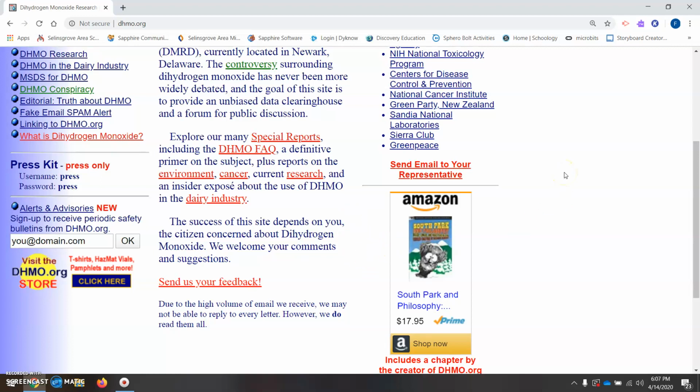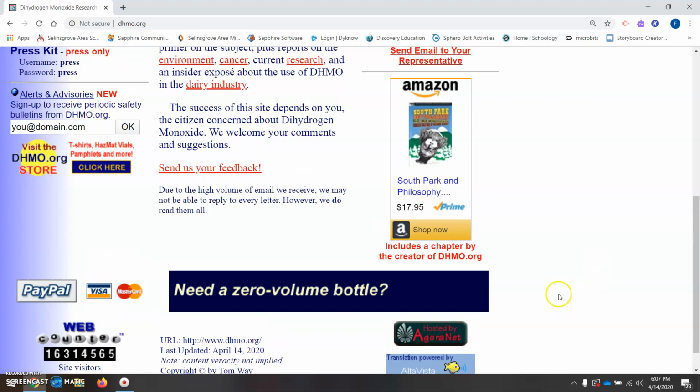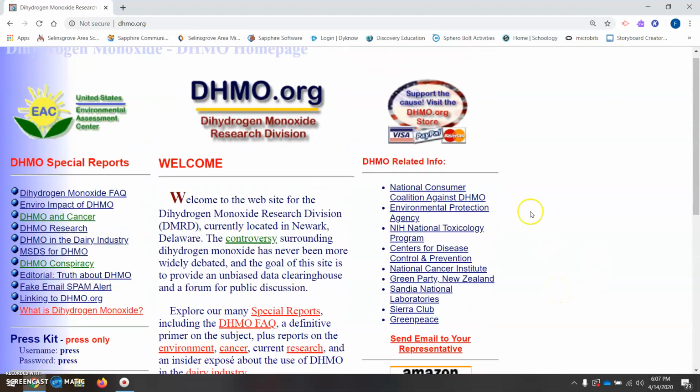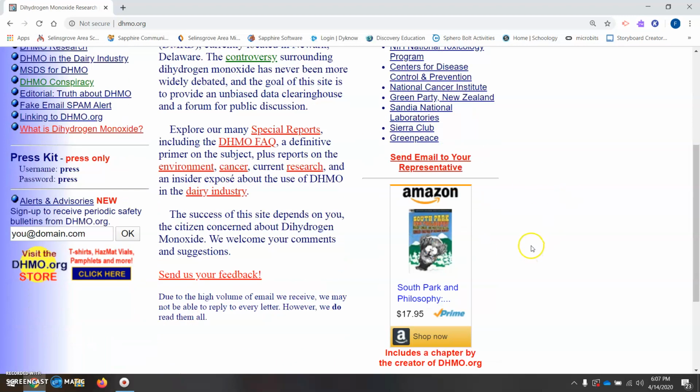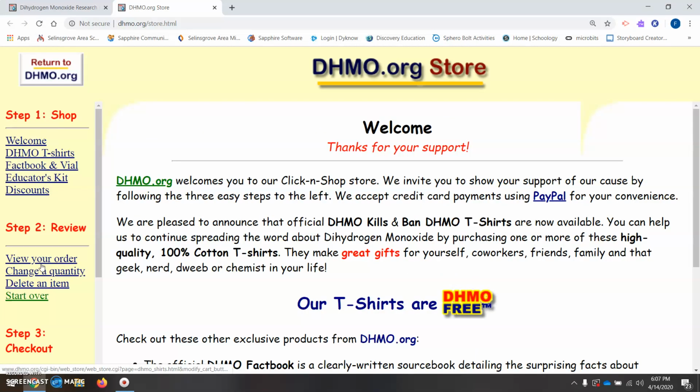One of the things you also want to look for when you're on a site, that I mentioned, is ads. And on this site, I am seeing some ads. I'm seeing support the cause, visit dhmo.org store. Okay, well, I can pay by Visa, PayPal, or MasterCard. Very nice. I also see here an ad for South Park. I don't know if you guys are familiar with South Park, but you can get it on Amazon, so you can shop there. Here I see that you can visit the dhmo.org store, and I actually went here, and I'm going to take you guys here as well. So it's going to take you to your store.